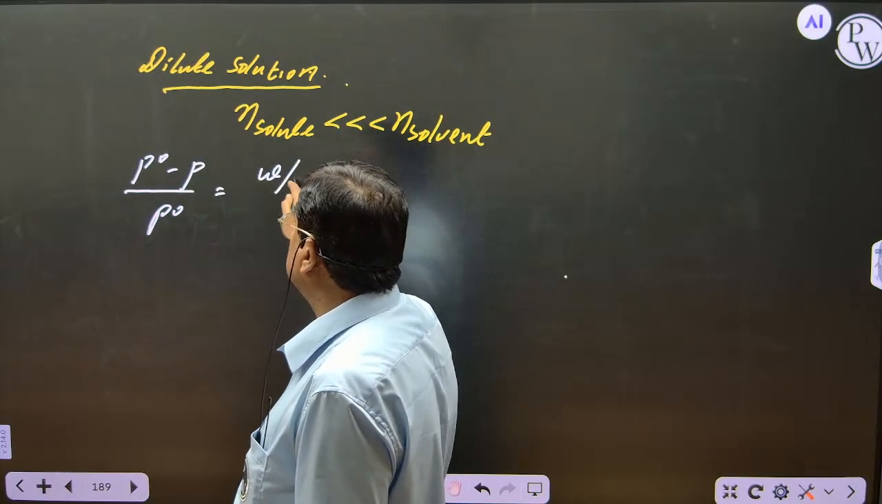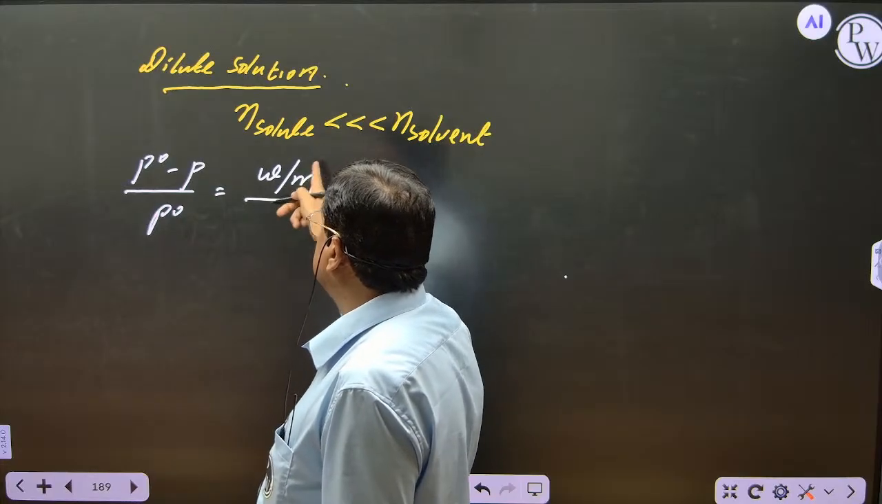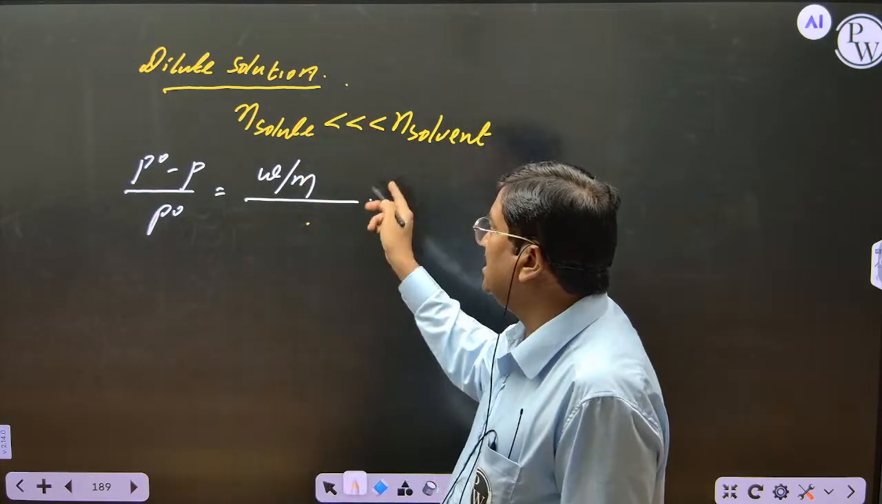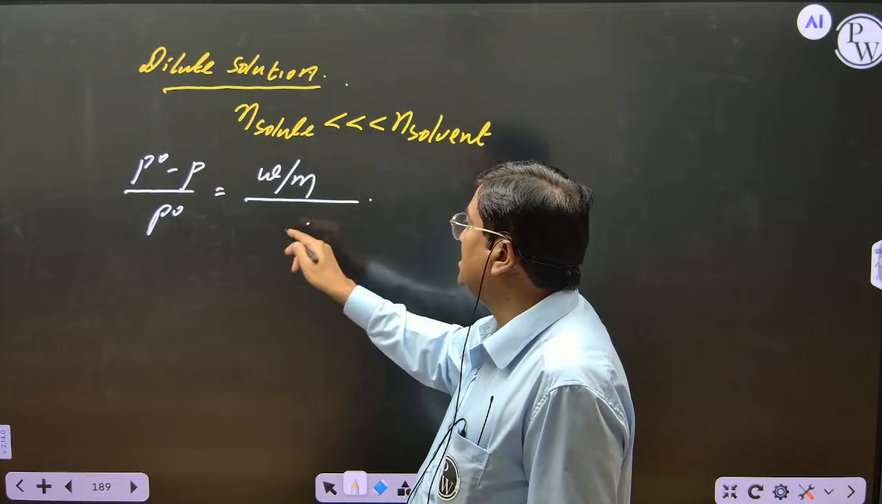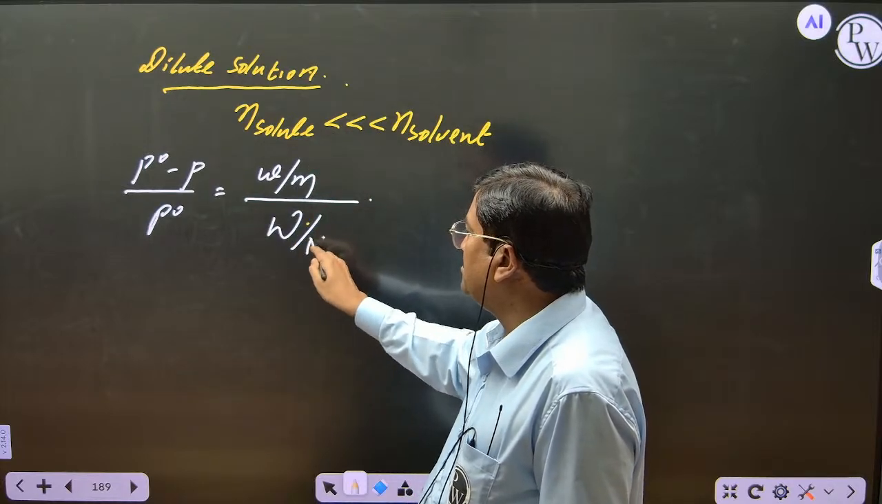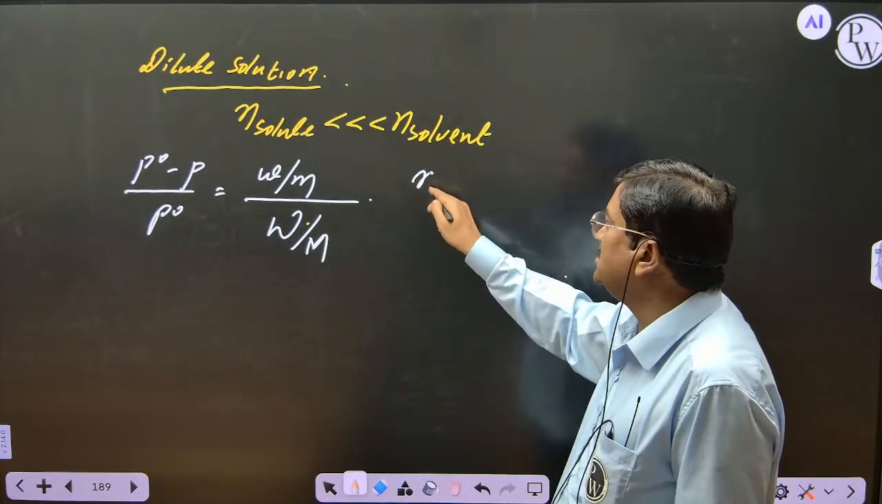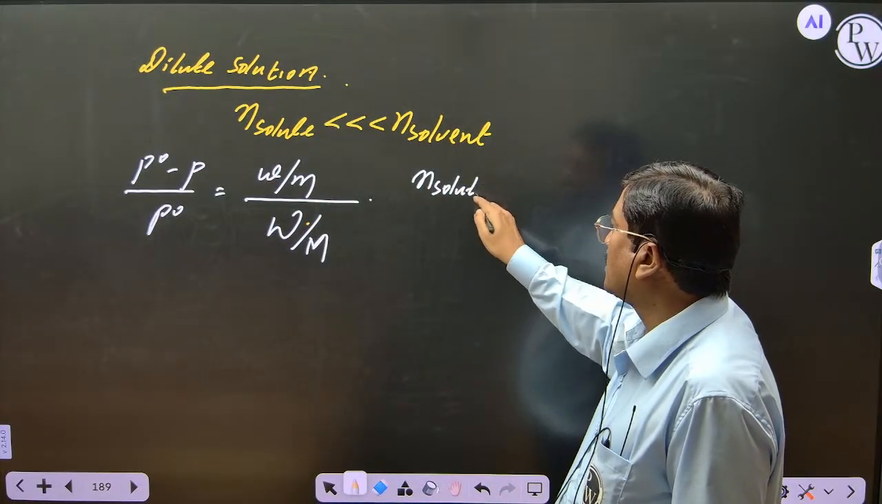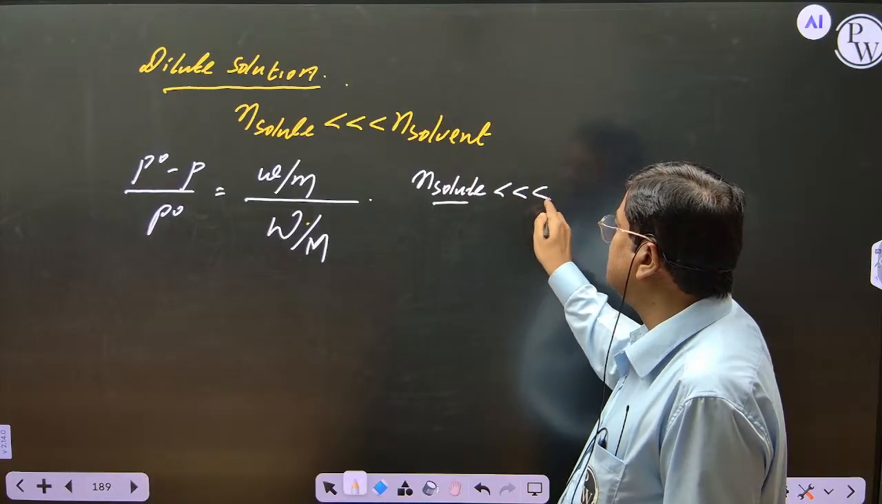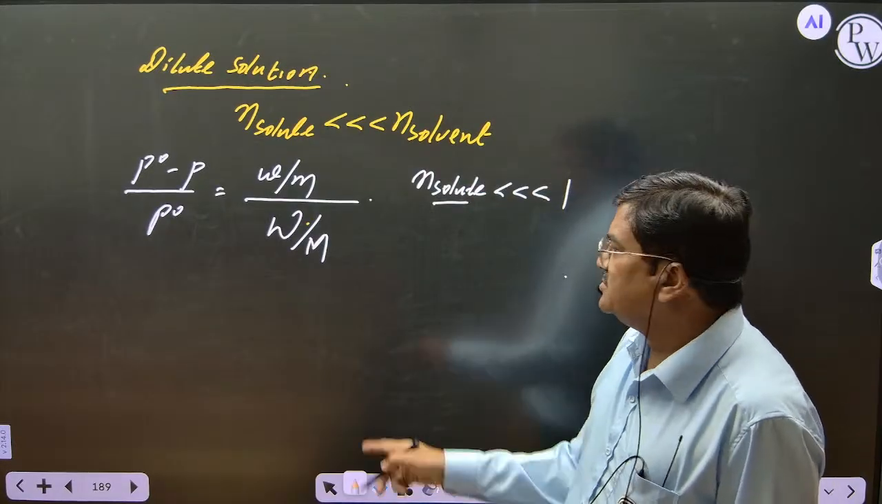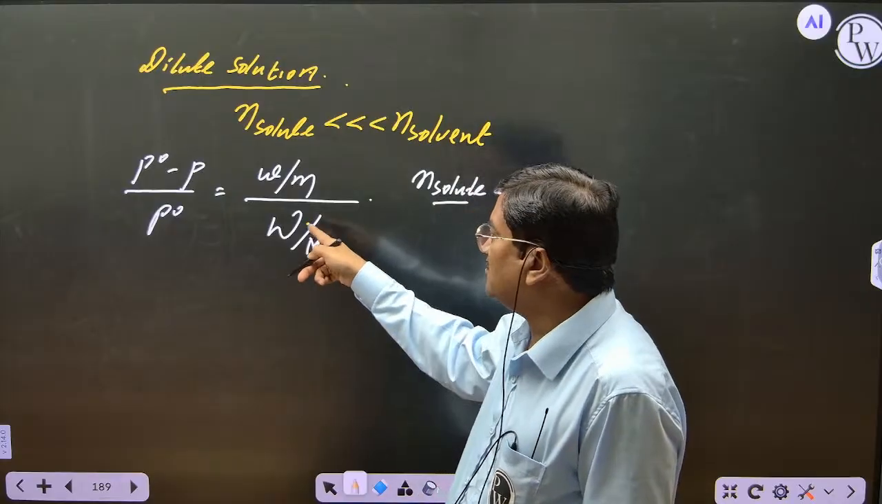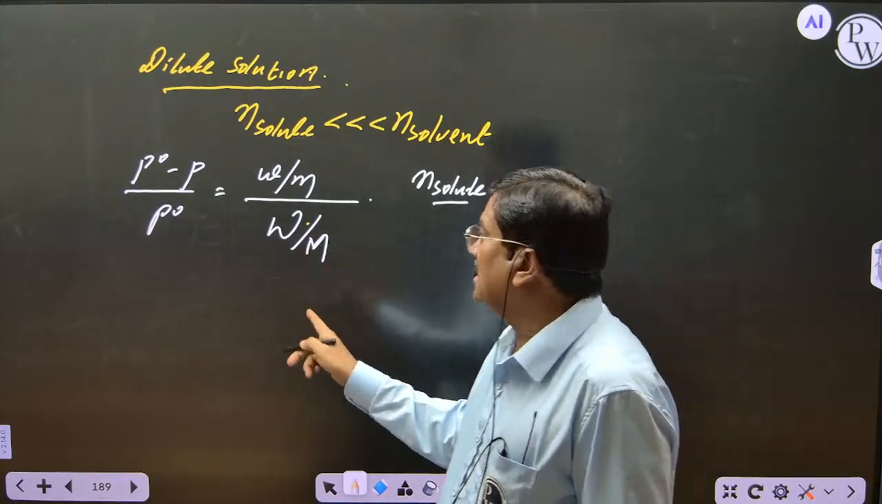Small w by small m, and since the solute is negligible, I can write only capital W by capital M. Means whom am I neglecting? The number of moles of solute is negligible, it is very less than 1. So if the solution is dilute, you condense that. Then what we get?